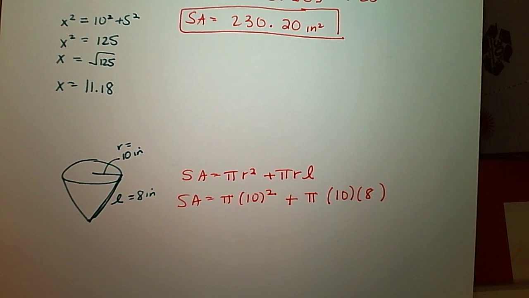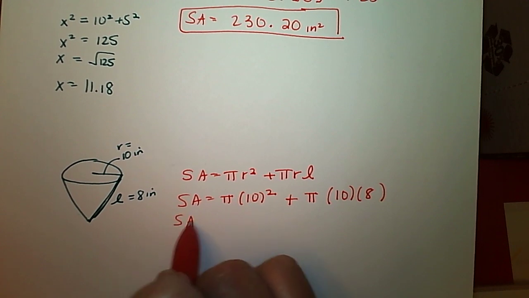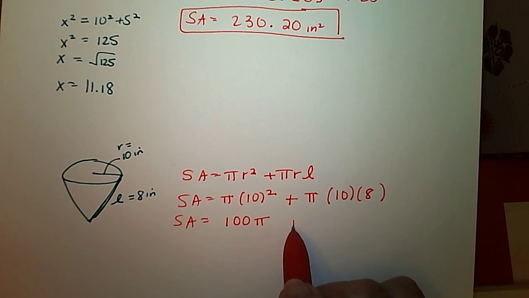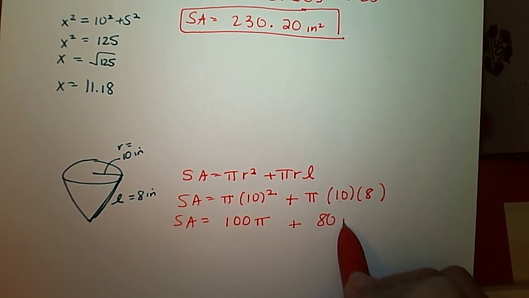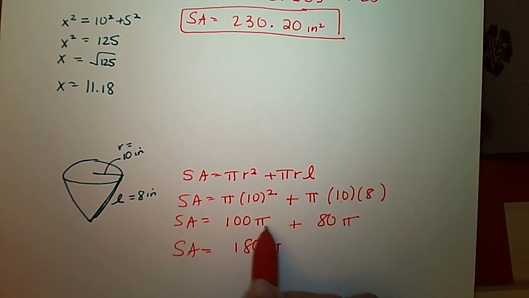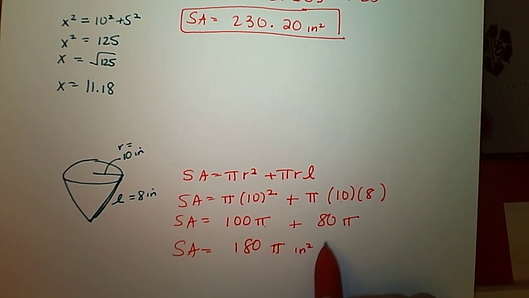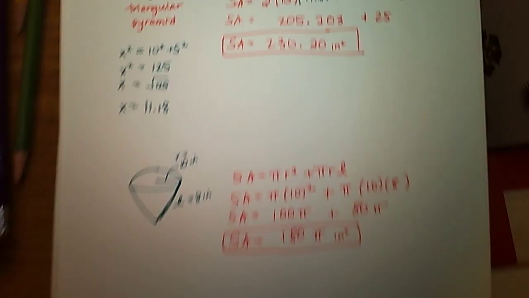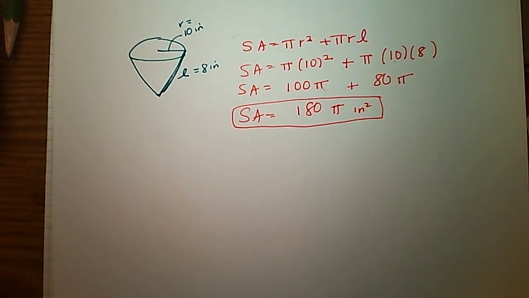So now, if it asks you to leave it in terms of pi, why don't I do that on this one since it's easy? So let's leave this one in terms of pi. So here I have 100 times pi, so it's 100 pi, plus 80 pi. So my surface area then is 180 pi, because the pi's are like terms, they go together. So if it asks you to leave it in terms of pi, no big deal whatsoever. I don't think it normally does, but it might ask you in terms of pi.